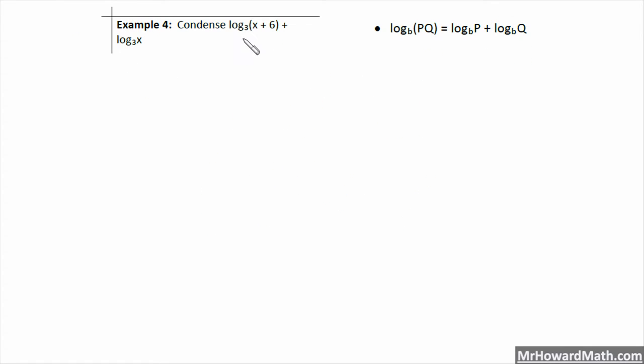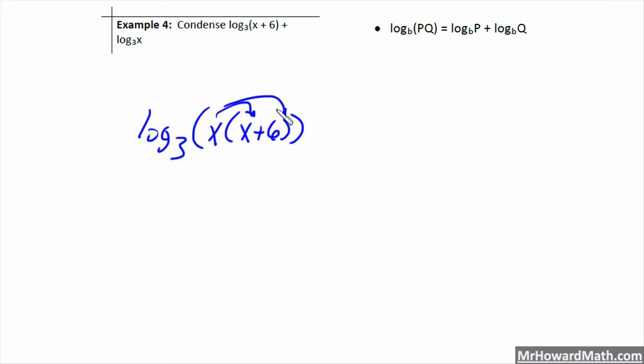Example 4, condense log base 3 of x plus 6 plus log base 3 of x. So we're adding these. When we condense, we go from adding to multiplying. So I've gone ahead and pasted this down here, we're using that one. So we're going from more stuff to less stuff. Notice the bases have to be the same, just like when you apply exponent rules. When you apply these logarithm theorems, your bases have to be the same for this to work out. So it ends up being log base 3, and now we're going to multiply this x times this argument, x plus 6, and then distribute that in the next step.